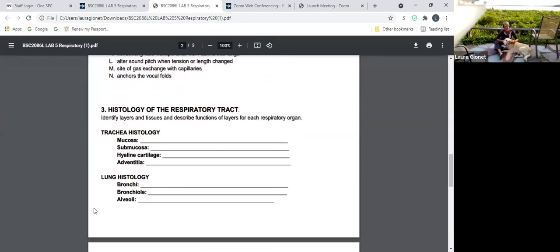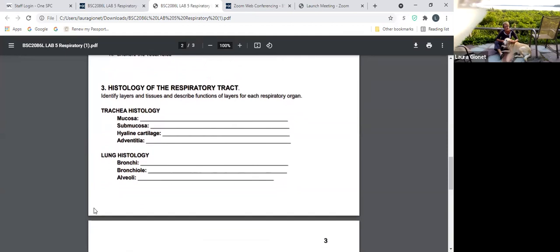Okay, so moving on to the histology. Identify layers and tissues and describe functions of the layers for each respiratory organ. We did similarly with the layers of the heart and the layers of the blood vessels. We have an epithelial layer lining the lumen of the tube. Then we generally have a subsequent layer. In this case, in the trachea, we'll have a submucosa. And then we have a hyaline cartilage, and the adventitia is the outer connective tissue layer.